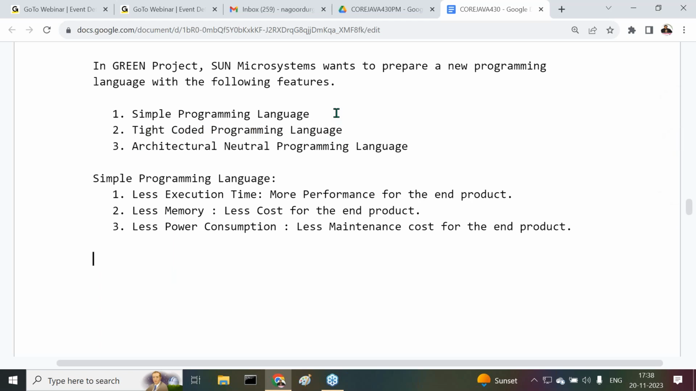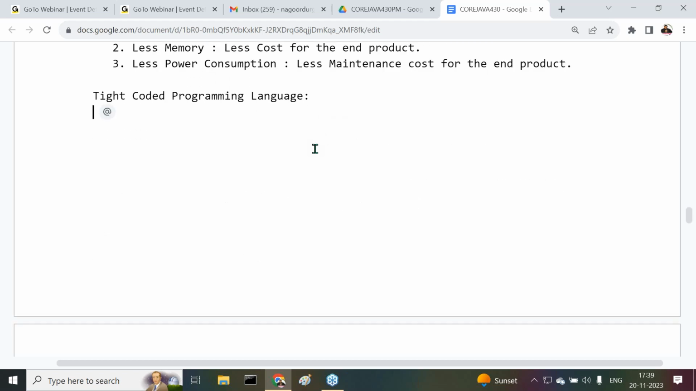What is the meaning of this tight coded programming language? All of you observe carefully. Understand it clearly. Tight coded programming language. Understand it.